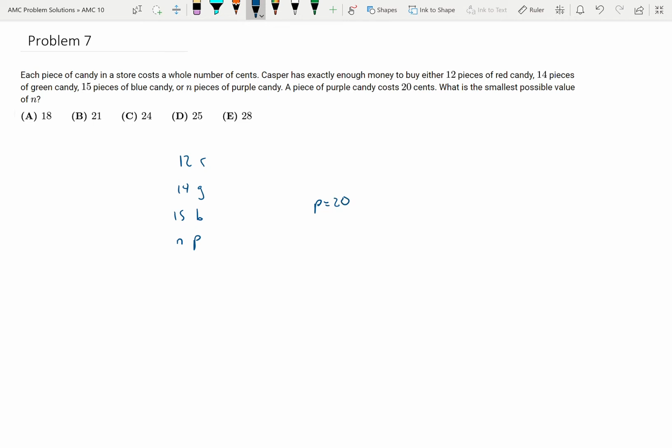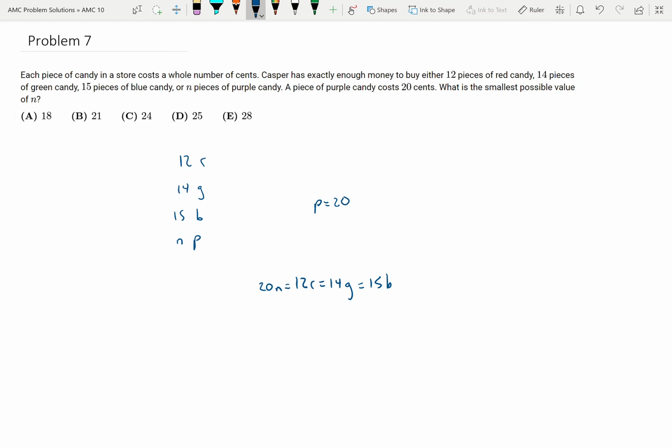So the total amount he spends on candy is 12 times R, 14 times G, 15 times B. Since he has exactly enough to buy each of these, it's got to be true that 12R equals 14G equals 15B equals N times P. I was told that P is equal to 20, so it'll be 20 times N. Okay. So the smallest possible value of N.